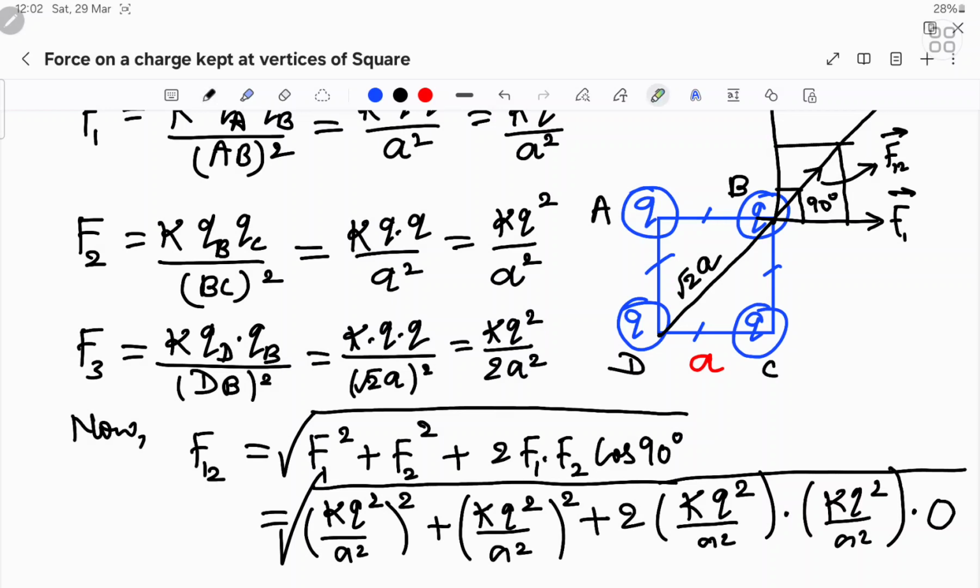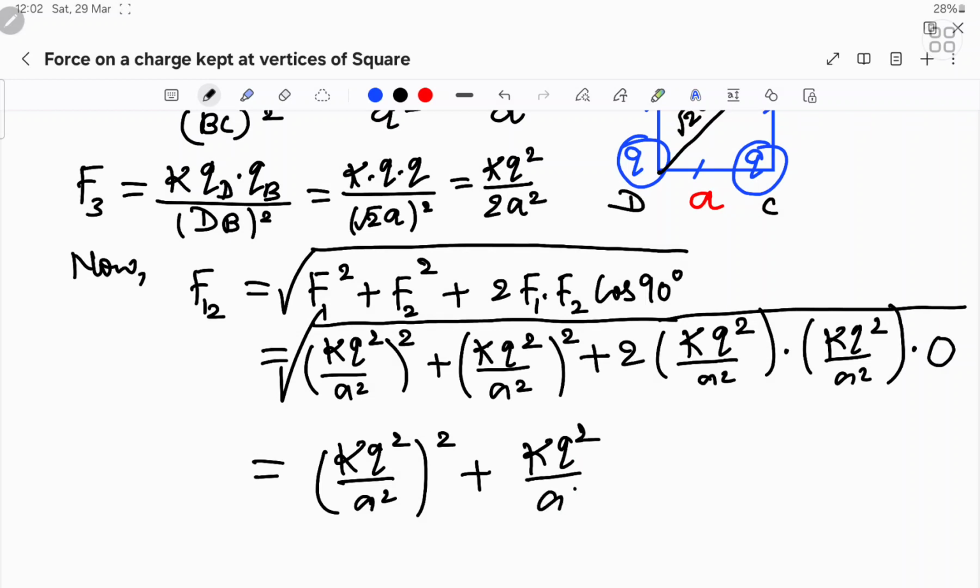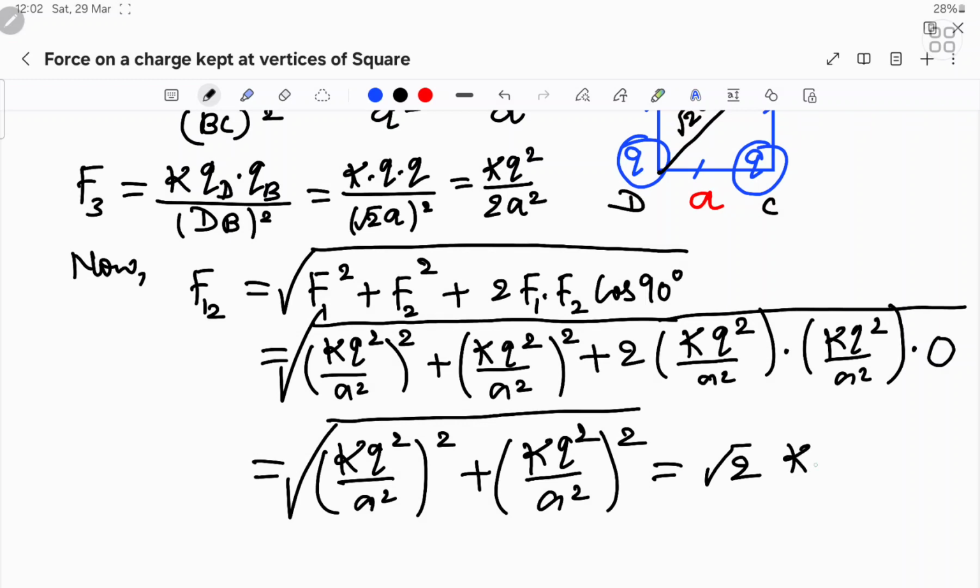So the cross term becomes 0. What do we get? We get under root K Q square upon a square whole square plus K Q square upon a square whole square. These two terms are the same, so they add up and we get a result of root 2 K Q square upon a square. So this is the magnitude of force F12.